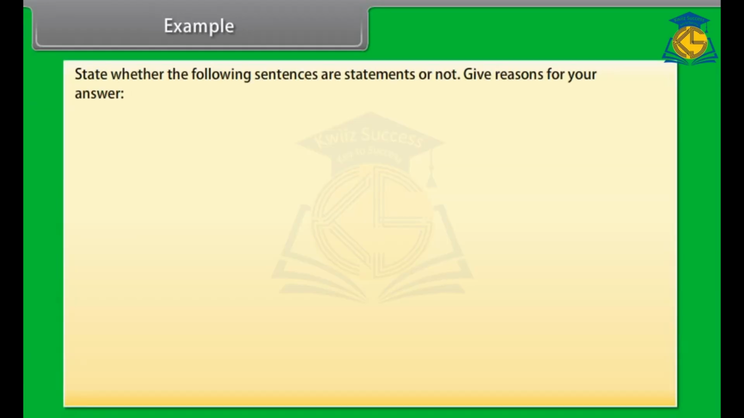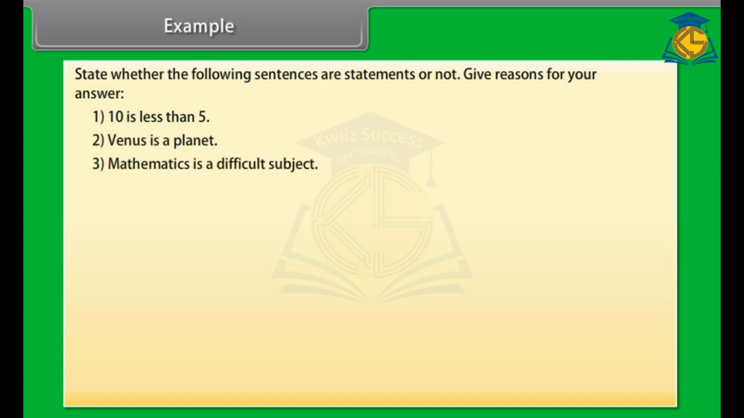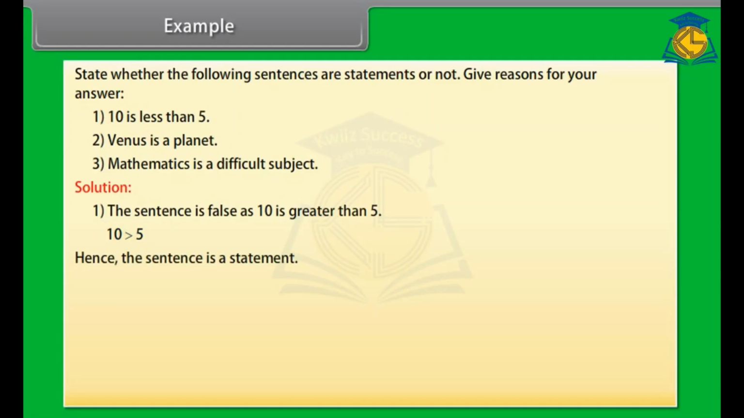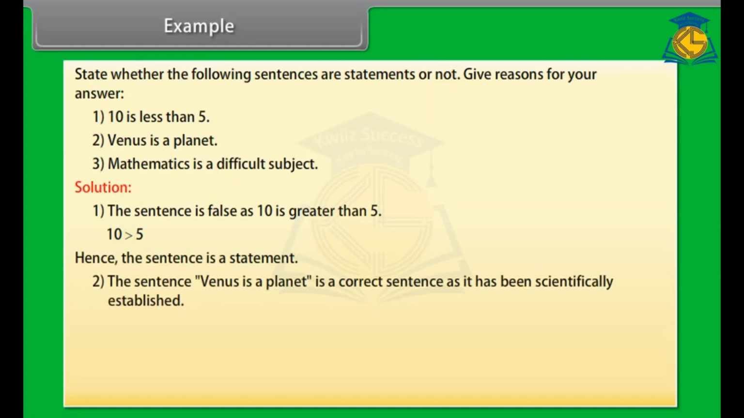Example: state whether the following sentences are statements or not. Give reasons for your answer. 10 is less than 5. Venus is a planet. Mathematics is a difficult subject. Solution: the sentence is false as 10 is greater than 5. Hence, the sentence is a statement. The sentence, Venus is a planet, is a correct sentence as it has been scientifically established. Hence, the sentence is a statement.